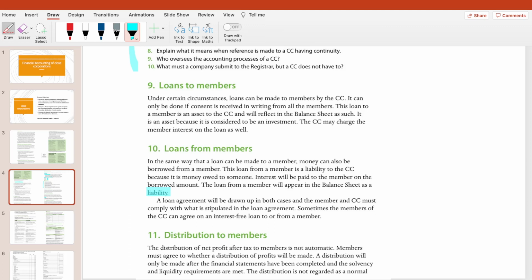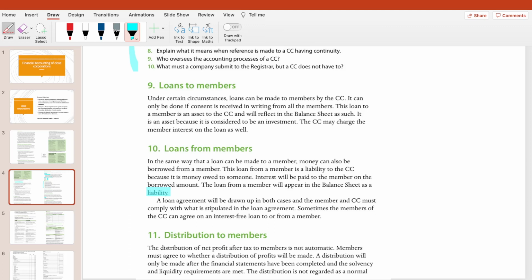So they won't divide any of the profits before they have had a look at the financial statements and see, can the business afford to do any distribution of profits, or must they keep the money perhaps to continue with the business?